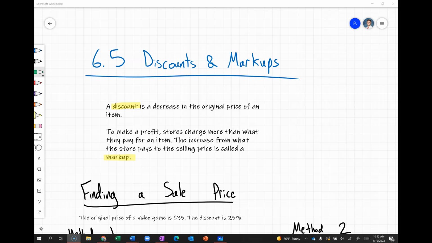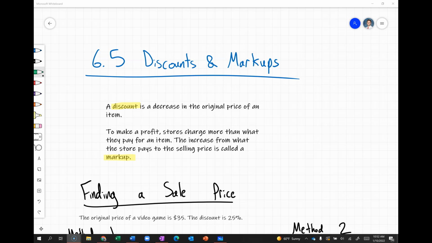And then similarly, when a store is selling something, they usually have purchased that item in bulk. They buy a lot of the same item at a lower price from whoever makes that product, and then they sell it to you at what's called a markup. So they increase the price from what they pay, and that increase is called a markup.